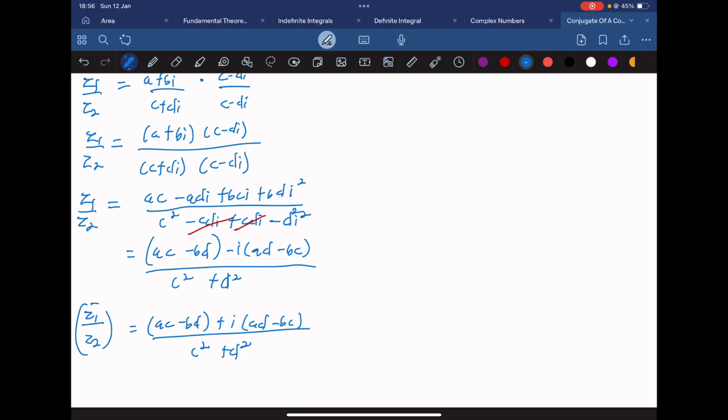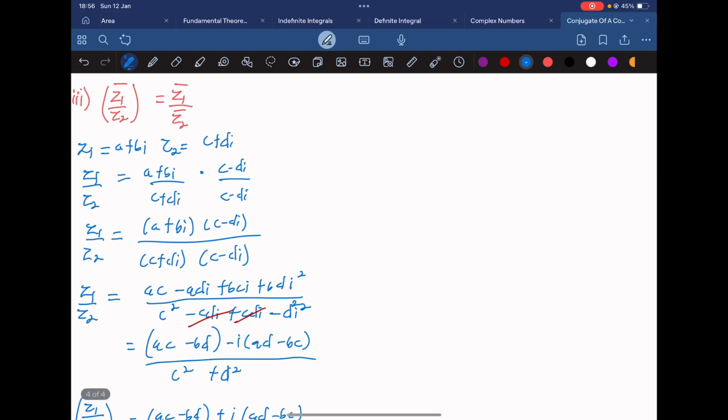Now let us do the other one to see if you are going to get the same thing. So on the right hand side, we have to find the conjugate of Z1, and the conjugate of Z1 is just A minus BI. Also the conjugate of Z2, this is C minus DI. So having the conjugate of Z1 over the conjugate of Z2, we have A minus BI over C minus DI. Remember, whenever you are dividing, you find the conjugate of the denominator. So in this case, the conjugate becomes positive.